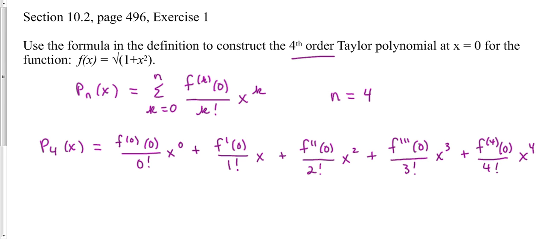Now, the difficult part here is going to be taking the derivatives, which is not going to be as neat or as clean as it looks like it should be. So I'm going to go to a new page so that I can substitute my terms back in under where I've written out the formula for my fourth order polynomial. So let's go to another page, and we're going to remind ourselves that f of x is equal to 1 plus x squared to the 1/2.